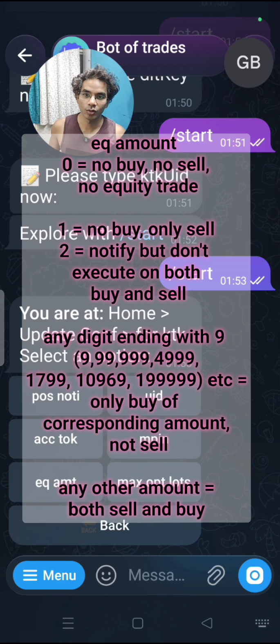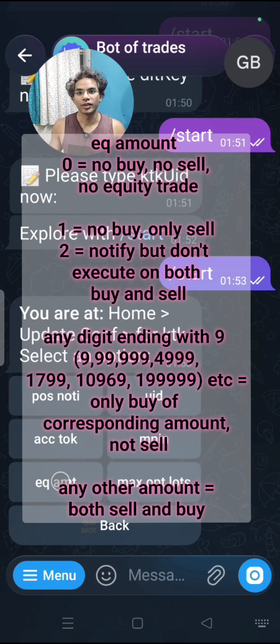If you set it to 2, then it will only notify you to buy or sell. It will not actually do a trade, it will just send you an alert, and then you can take the trade manually. So this is what it is.